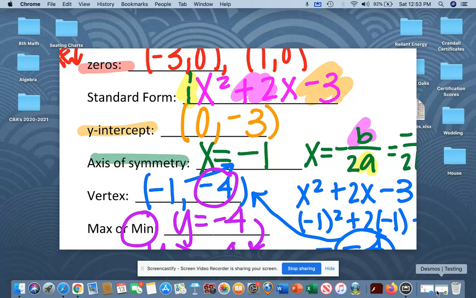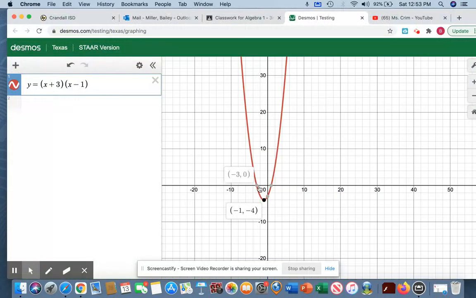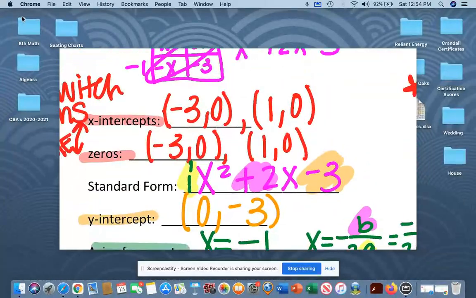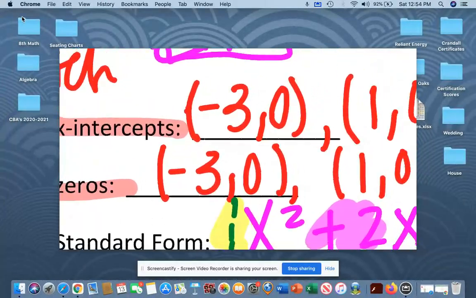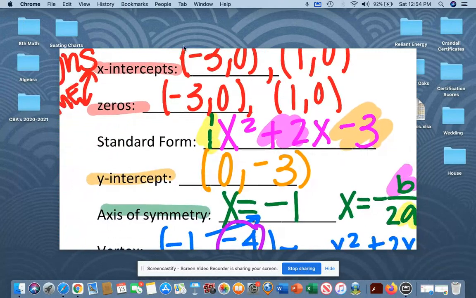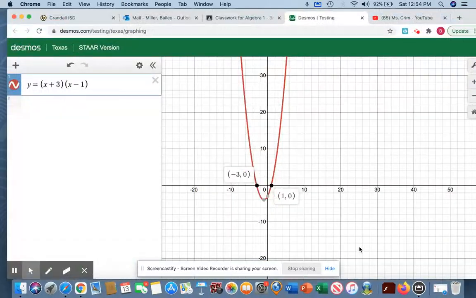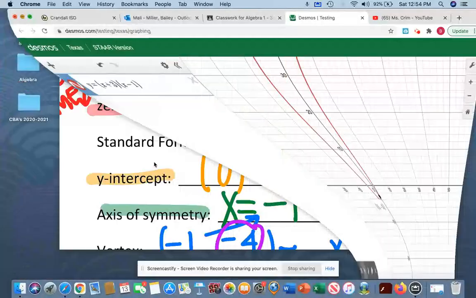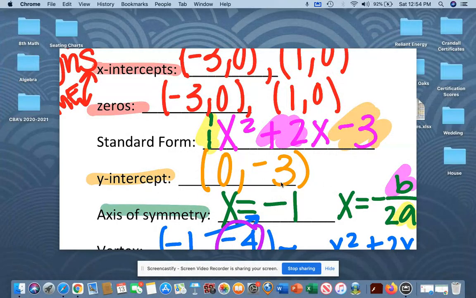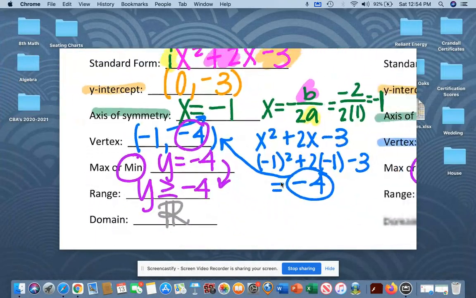If we want to find the zeros and the x-intercepts and all that, here are our zeros, -3, 0 and 1, 0, which is what we said, right? -3, 0 and 1, 0, x-intercepts and zeros. We can also look at our y-intercept, where it crosses the y-axis. Right here it crosses the y-axis at 0, -3, which again is what we said right there. And you can get everything else from there as well.